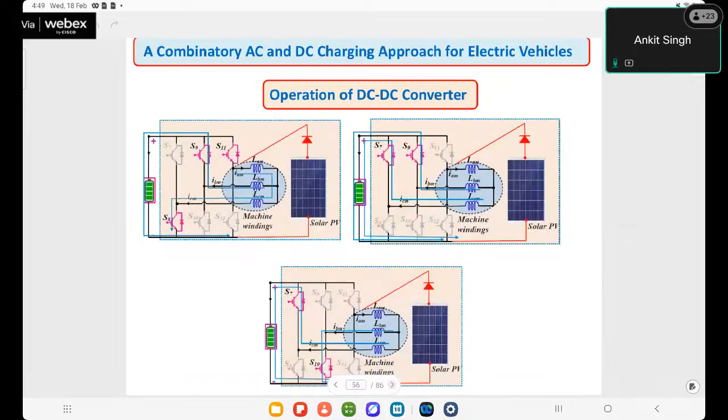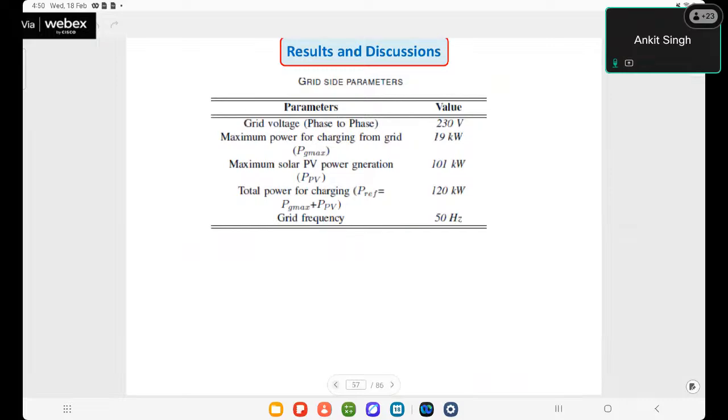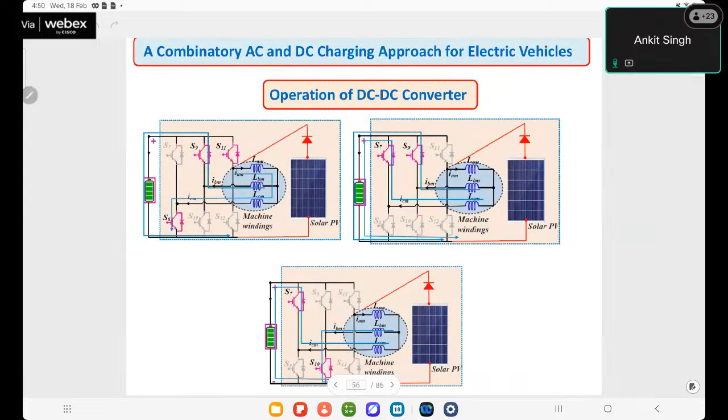So from the solar PV, it will act as a two-phase interleaved converter. We have to keep in mind that it operates here as a two-phase interleaved boost converter.